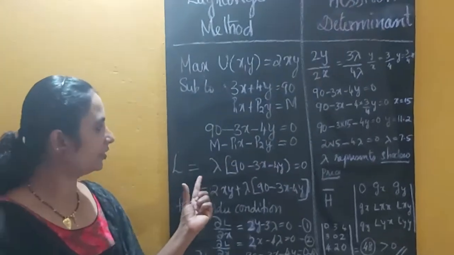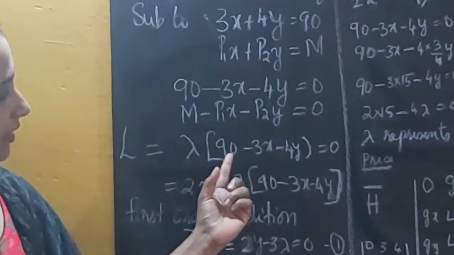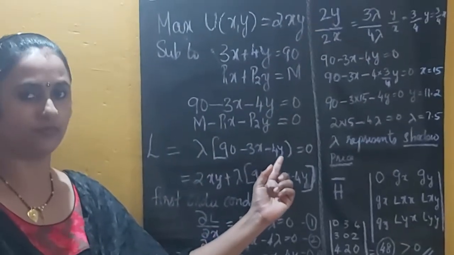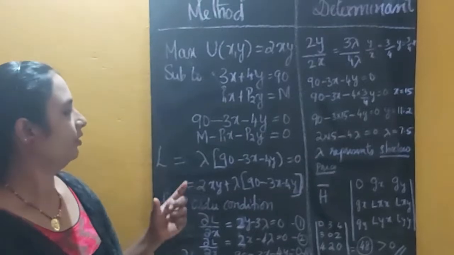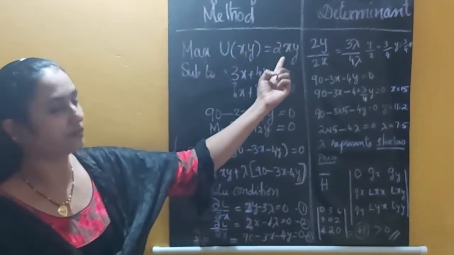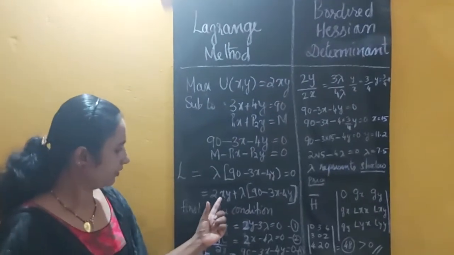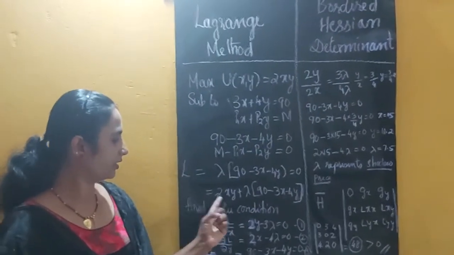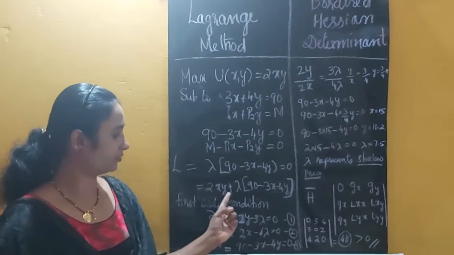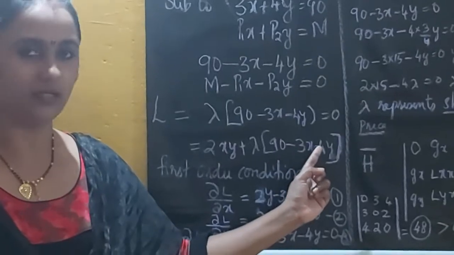Then we have to add lambda. Lambda into 90 minus 3x minus 4y equal to 0. And then we have to add this main function, the utility function 2xy, in order to get the Lagrange function. That is, 2xy plus lambda into 90 minus 3x minus 4y.